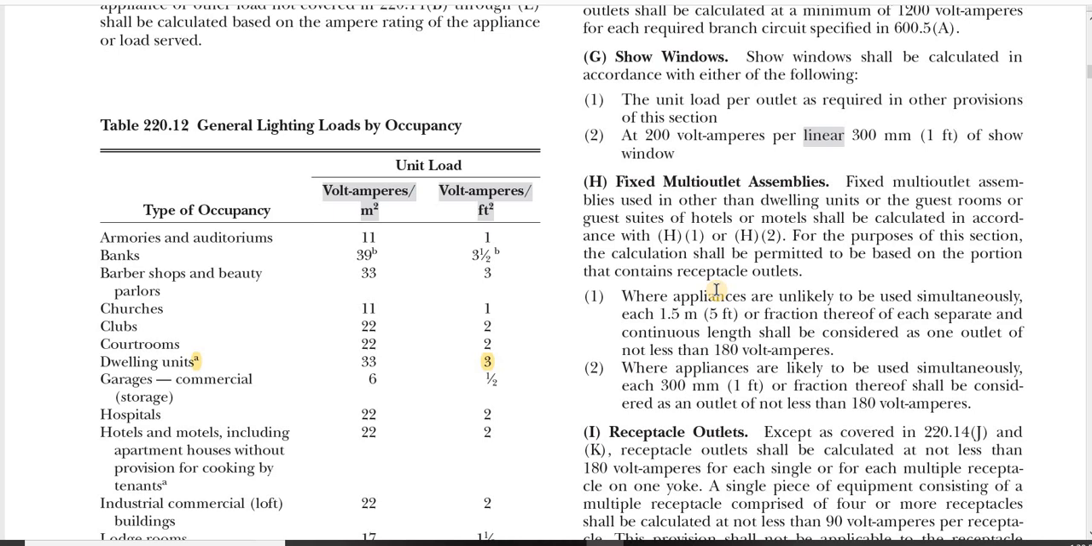All right, so we have two conditions that we want to be aware of. The first one, we had 65 feet of fixed multi-outlet assembly that was used simultaneously, so that's right here, that is likely to be used simultaneously. And then we had 50 feet that is unlikely to be used simultaneously.